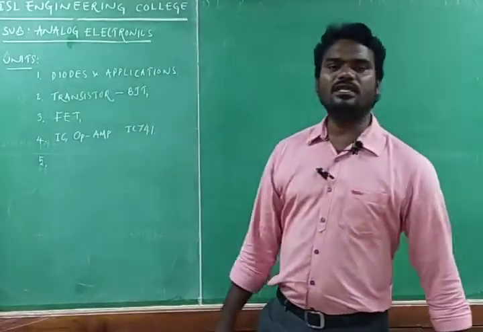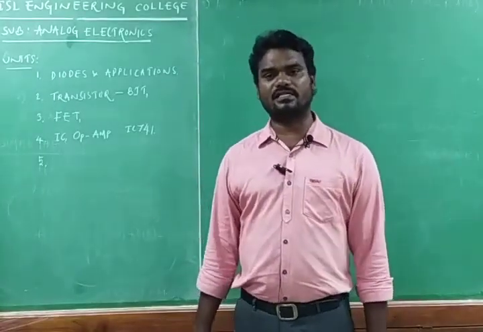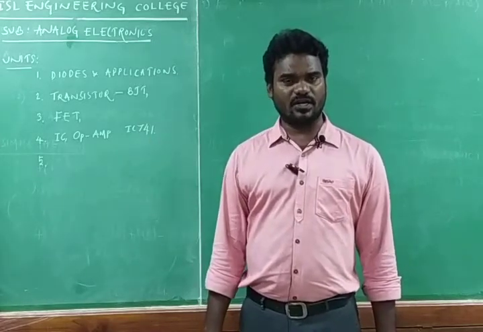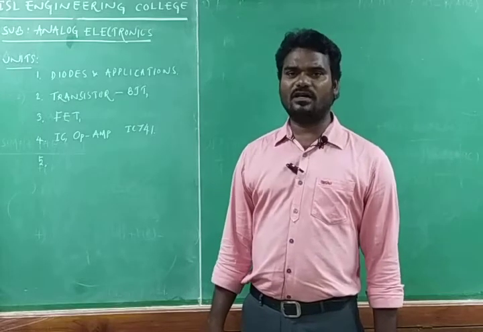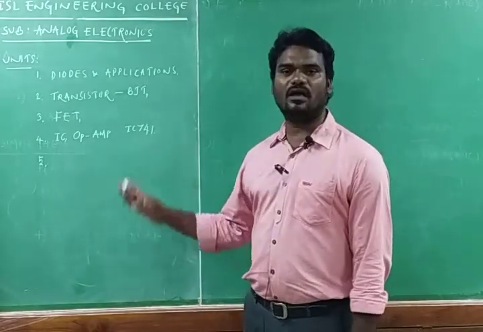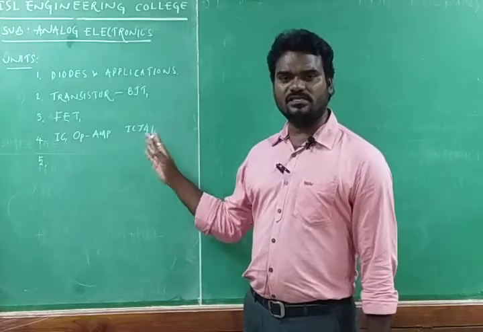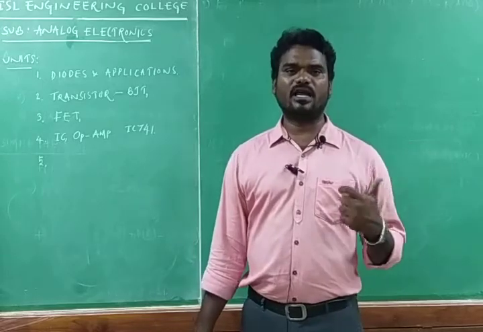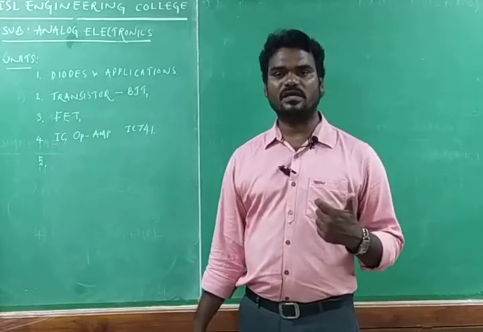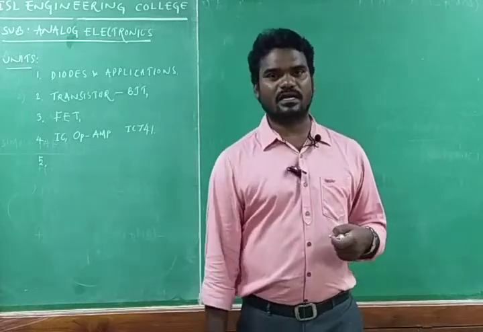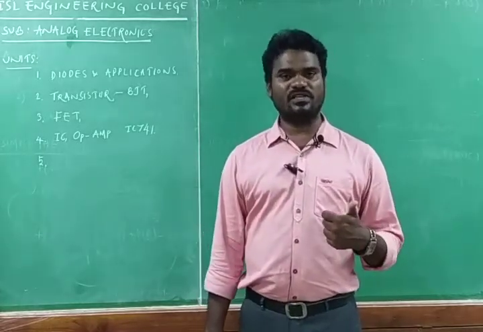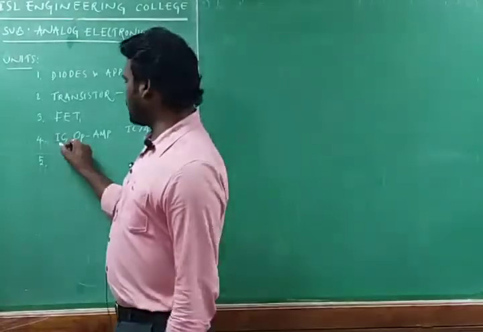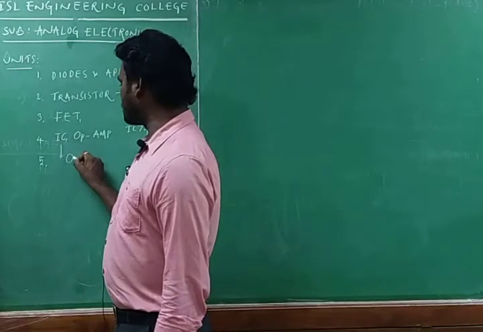IC stands for integrated circuit. In the fourth unit we have to study the evolution of integrated circuits, IC technology, and after that we have to take one particular IC, that is called operational amplifier, that is IC741. With that, we have to discuss its functionality, how it performs the various operations, and we have to discuss its characteristics and its specifications. And the last unit we are going to study some of the applications of op amp. Op amp applications we have to discuss.